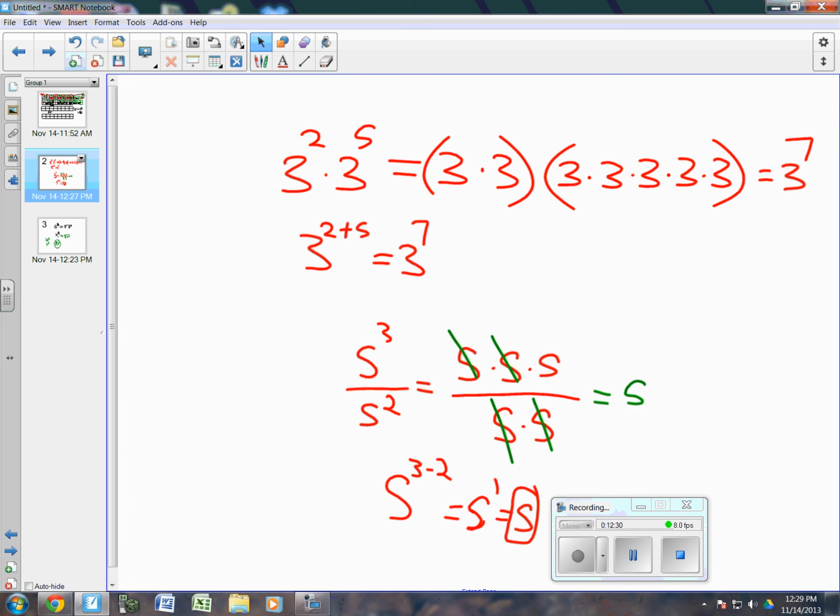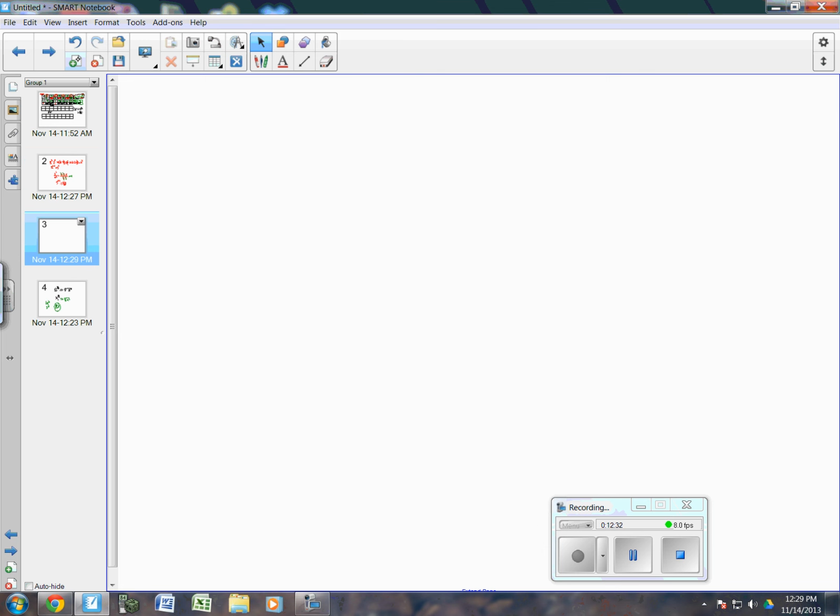Now number 17. I've got to put my glasses on so I can see it. 2 to the negative 5 power. Well, I'd have to go back to negative exponents, but do you guys remember? Yes.